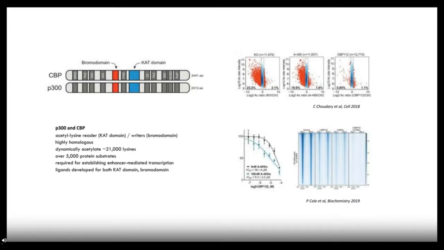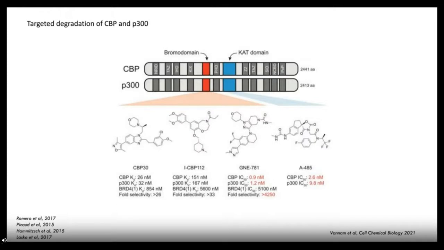So we thought, well, what if we made a PROTAC version of these molecules to induce proteasomal degradation of CBP and p300, and how would that compare to inhibition of the bromodomain itself, or the cat domain itself, or the two inhibitors combined?